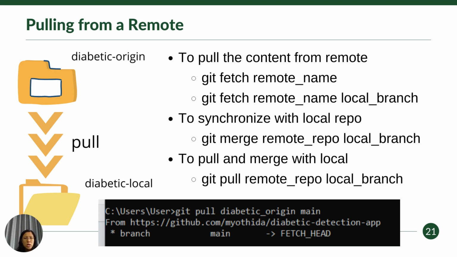I will merge it. So this fetch and merge can be combined together using the pull function. All right, git pull command and then the remote repo followed by your local branch. In my example, the remote repo is given the name diabetes origin, and the local branch I'm putting is main directly. Okay, that's how you do it.